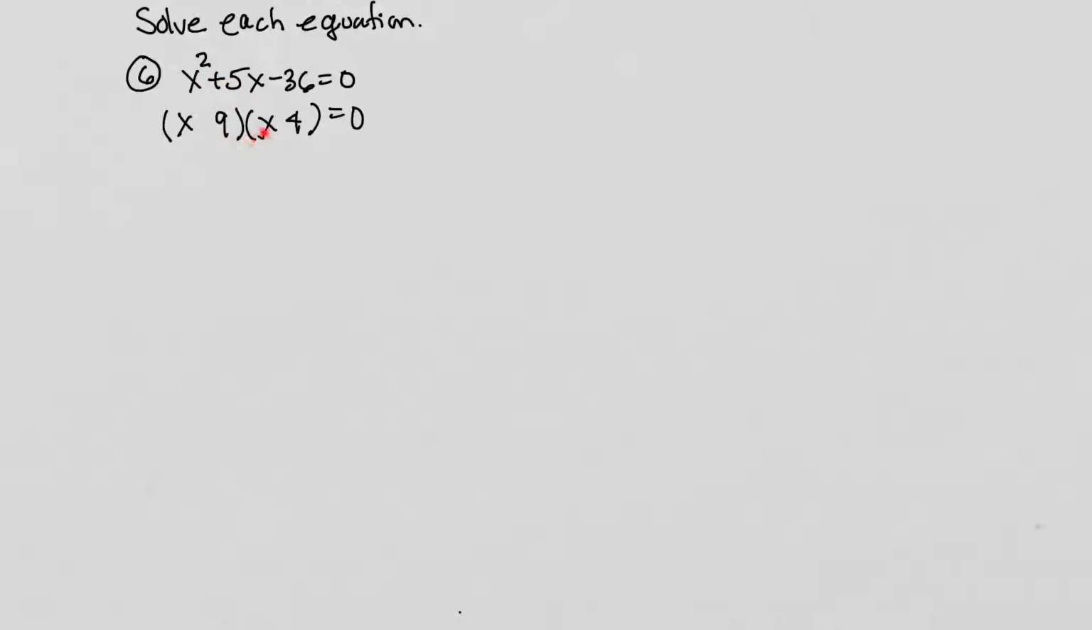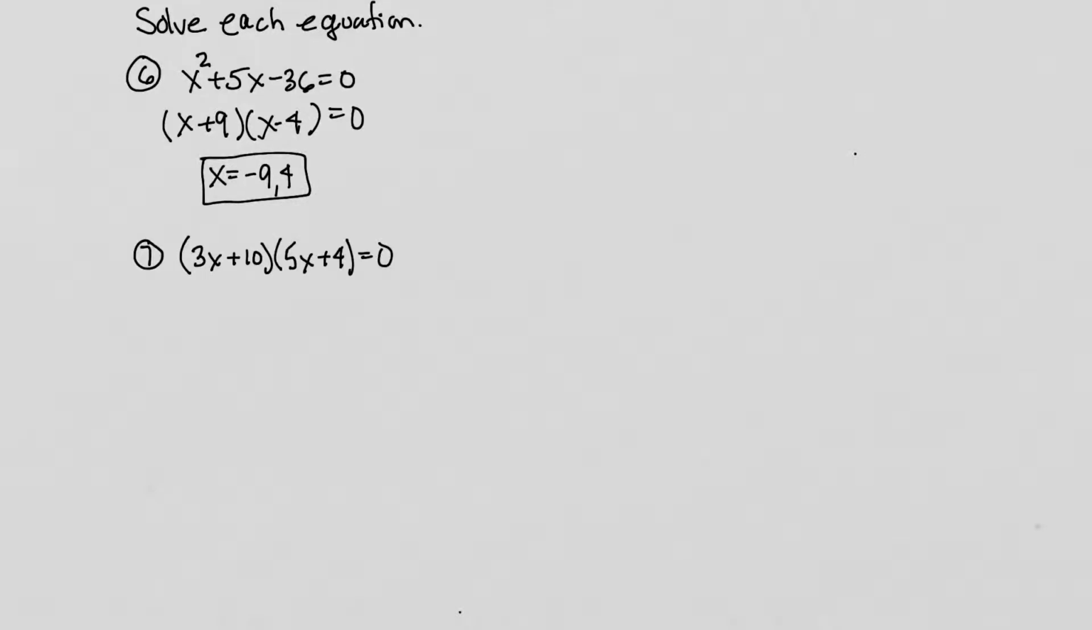Now here's the inner product, 9x. That's bigger than the outer product, 4x. So I'm going to put that plus sign right here. So I'm going to get plus 9, minus 4. And now I can read off the solutions. x is negative 9 and 4.